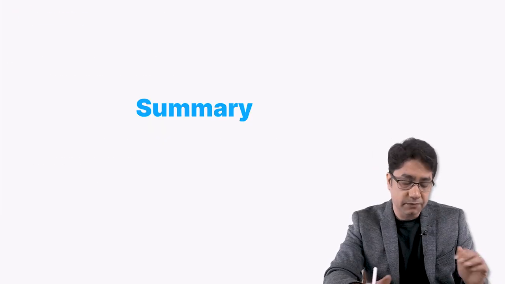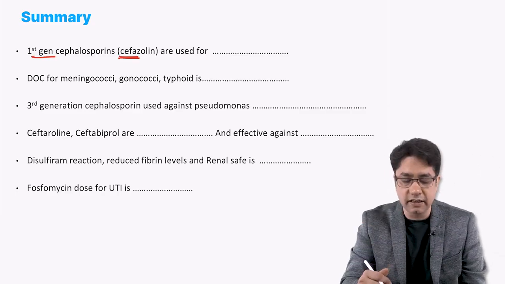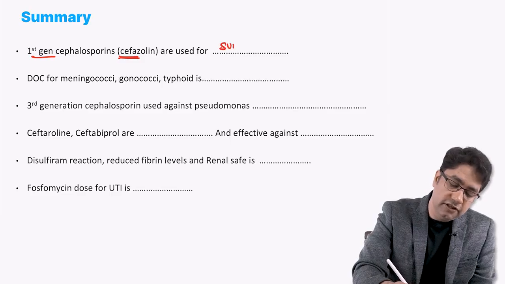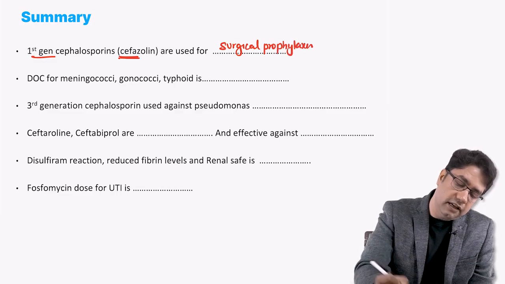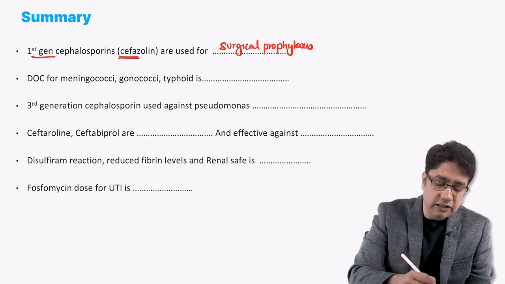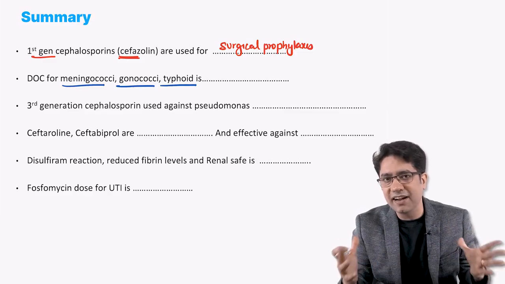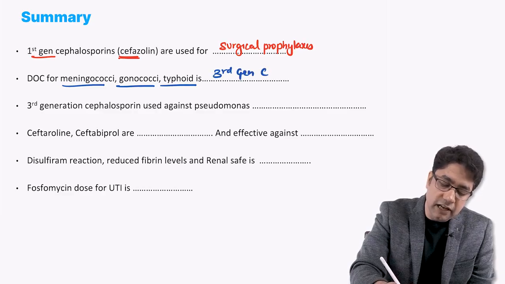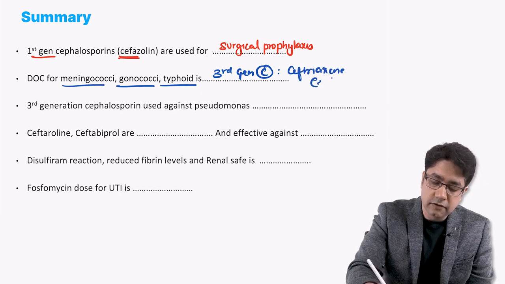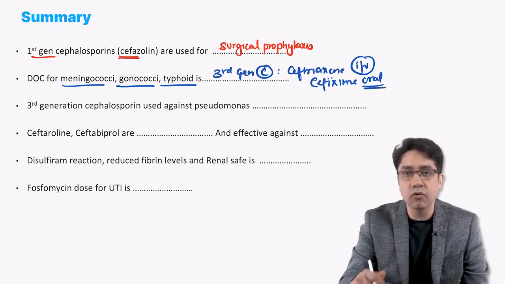Let's make a summary now. Which first generation cephalosporin, where the Cepha word is coming? Cefazolin. They are used for surgical prophylaxis, given before surgical incision. What is the drug of choice for meningococci, gonococci, typhoid? They are all gram-negative community-acquired infections. We give third generation cephalosporins like ceftriaxone, cefixime. Ceftriaxone is given by injection, cefixime is given orally.